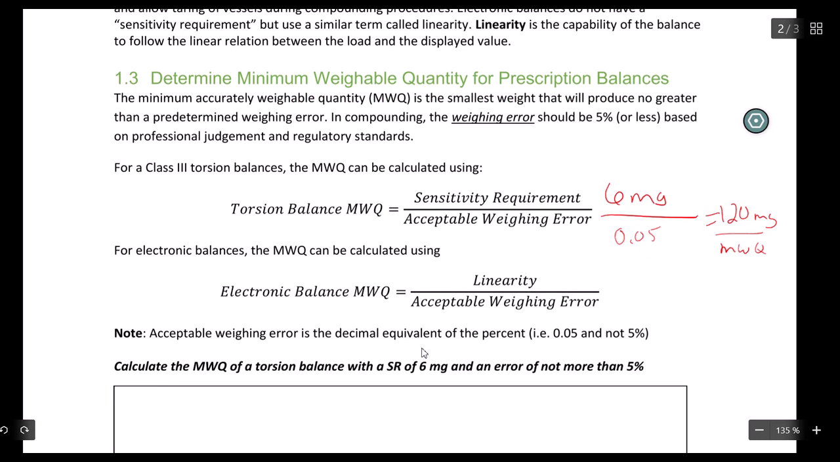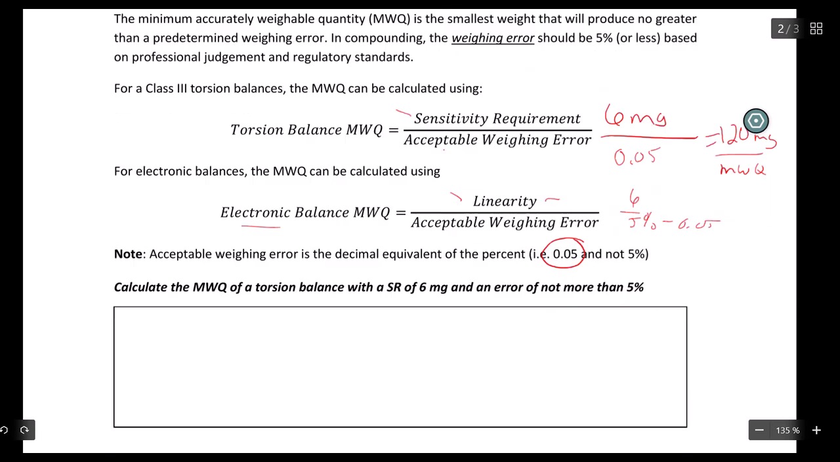The only thing you're substituting is, instead of SR, you're substituting linearity. So the only thing you have to worry about is whether it's a sensitivity requirement for a torsion balance or a linearity for an electronic balance, and you put it over the acceptable weighing error. Make sure that when you do the weighing error, you do it in the decimal form. Don't keep it in the percent. In other words, don't do 6 divided by 5. It's 6 divided by 5%, so you have to convert this to 0.05, or if it was another number.